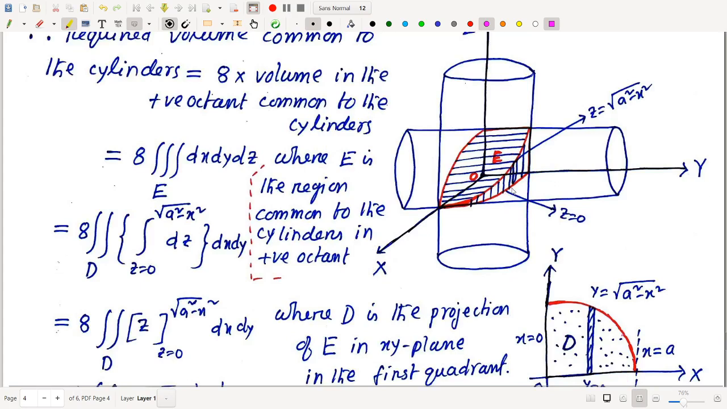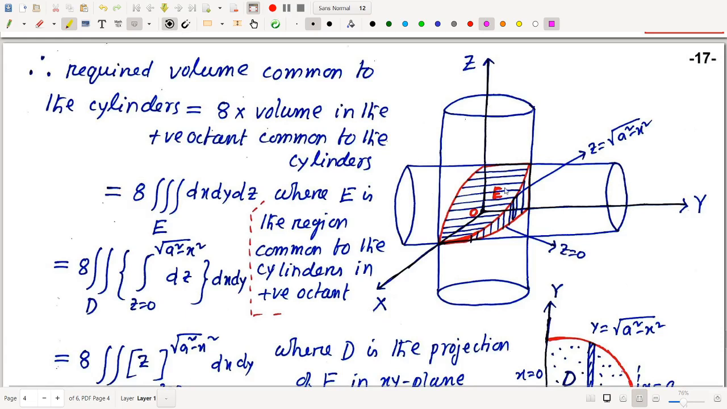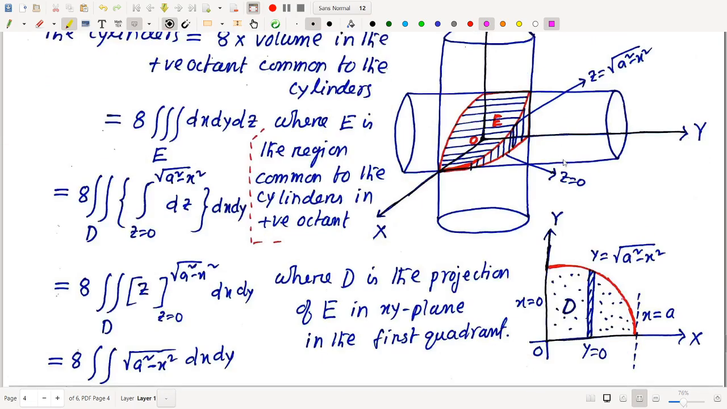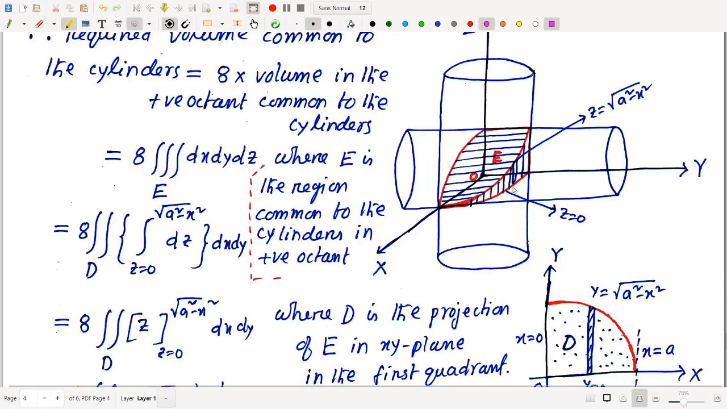the limits for z are z equal to 0 to z equal to root over a square minus x square. How? In the positive octant, z starts from 0, goes along the vertical wall of the cylinder, the first cylinder, and up to where it is cut by the horizontal cylinder. The horizontal cylinder is x square plus z square equal to a square. So here z square is a square minus x square, z is root over a square minus x square in the positive octant. That's why we have written z equal to 0 to z equal to root over a square minus x square. It is along the wall of the vertical cylinder, but up to the point where it is cut by the horizontal cylinder.